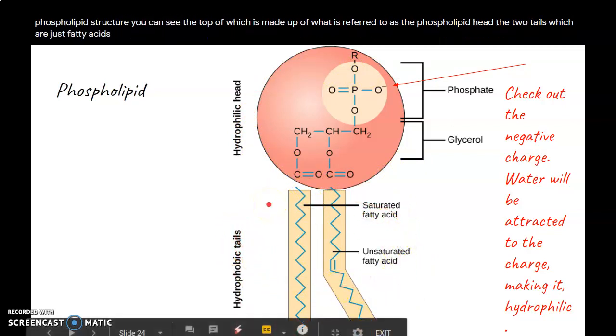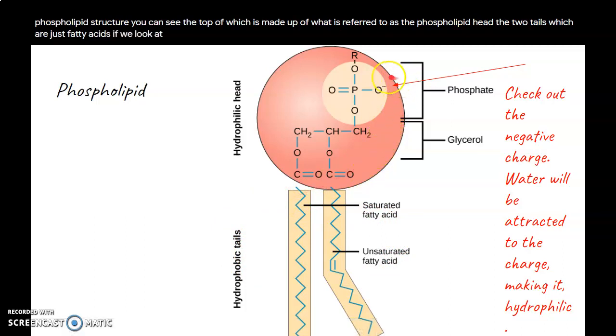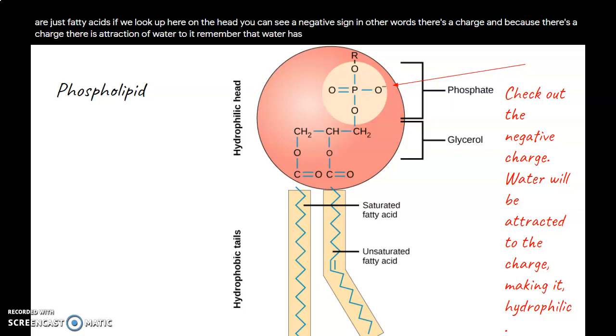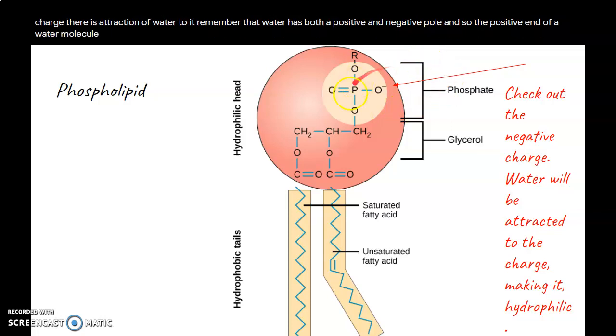If we look up here on the head, you can see a negative sign. In other words, there's a charge. And because there's a charge, there is attraction of water to it. Remember that water has both a positive and negative pole, and so the positive end of a water molecule would be attracted to the negative end of this head of the phospholipid. That makes this portion hydrophilic, or water-loving.